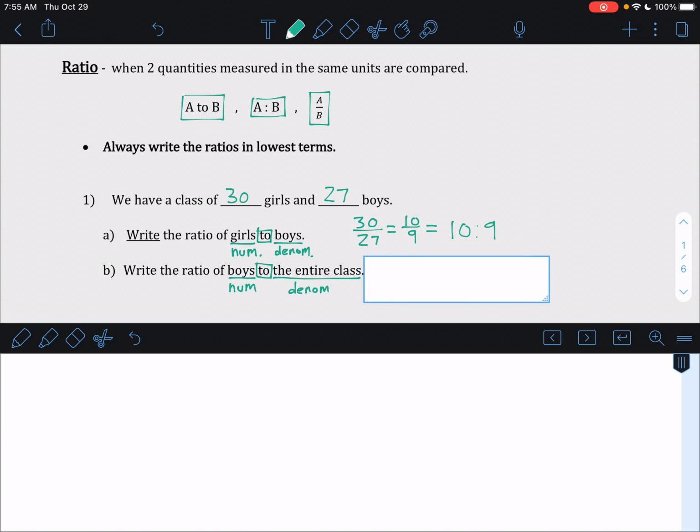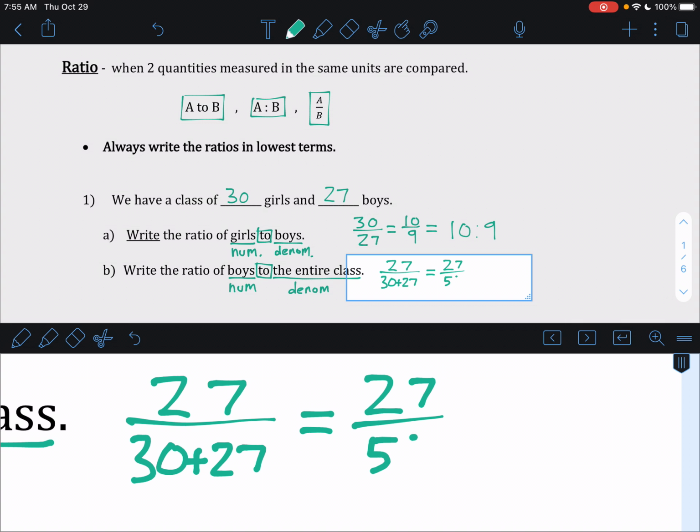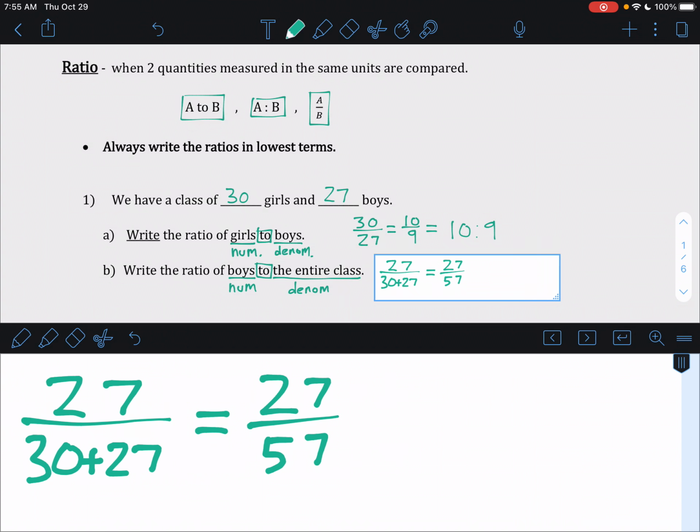So the boys, 27, and the entire class, well, that's girls and boys. So 30 plus 27. Let's see. So this is going to give me 27 over 30 plus 27 is 57. So I have 57 geometry students altogether.